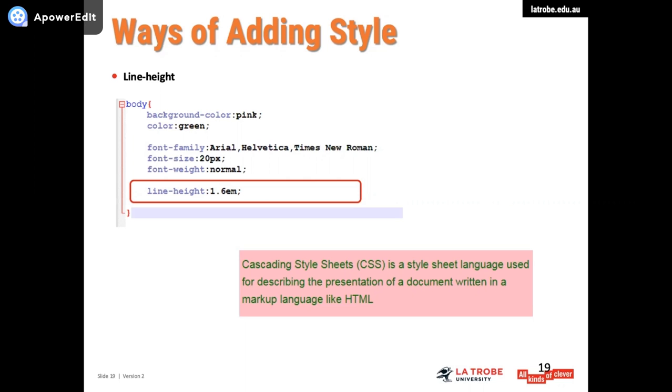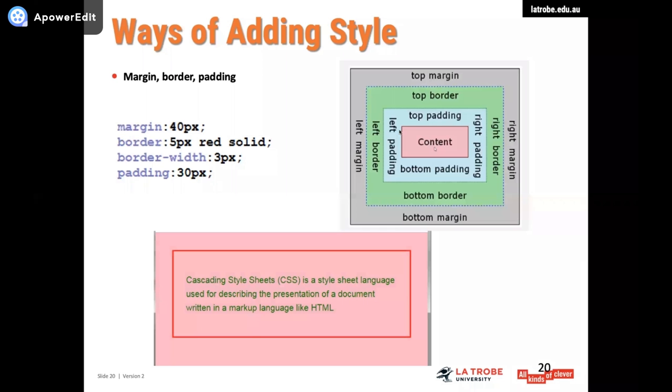Later is the margin, border, and padding. This figure shows you the difference between margin, border, and padding. In the center is our content, and the first round is called padding. We have different directions with different names of padding. Then comes the border, and the outside is the margin.